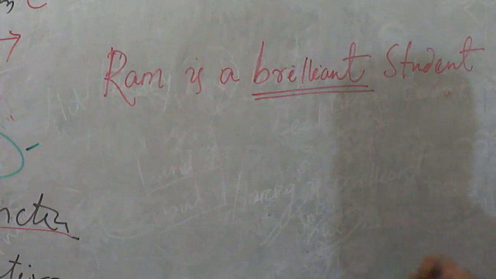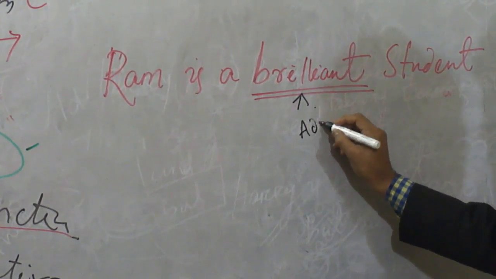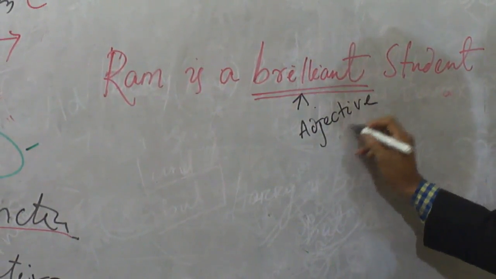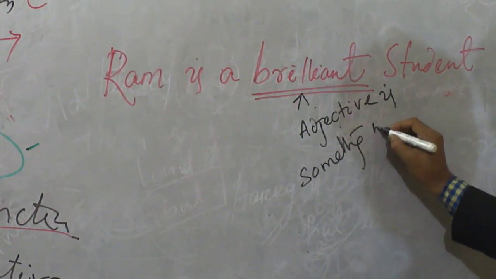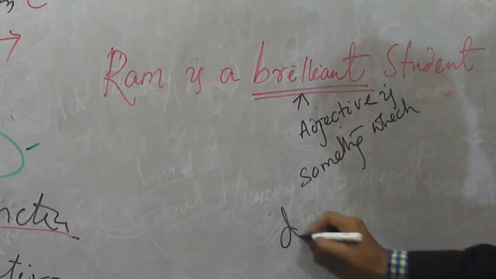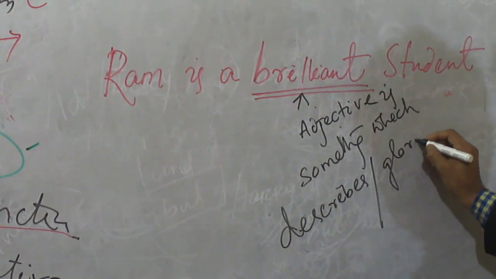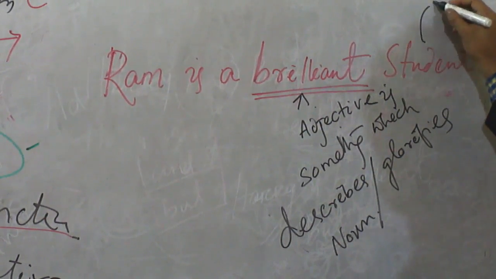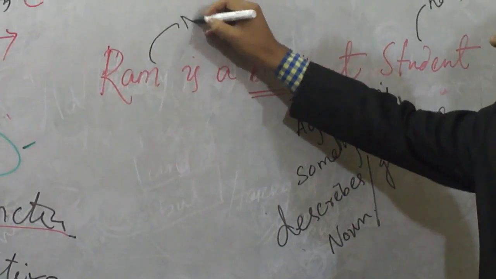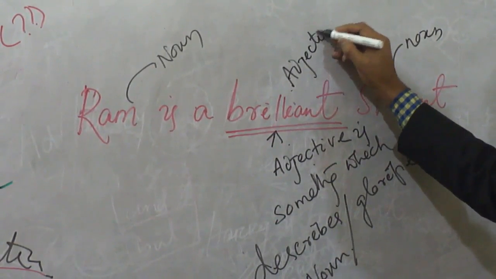Ram is a student. Which type of student? Is he dull? Is he brilliant? This is describing the noun, so this is known as an adjective. What is an adjective? Adjective is something which describes or glorifies a noun. Here student is a noun, Ram is a noun, and this brilliant is an adjective because it is glorifying the noun.